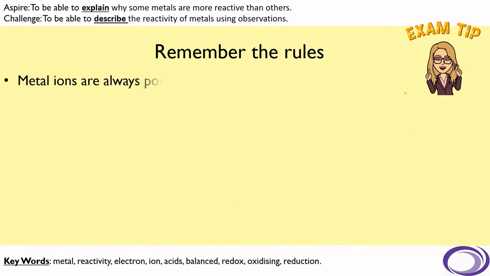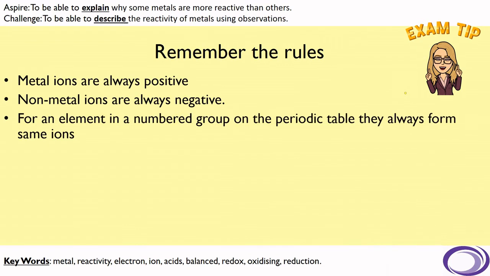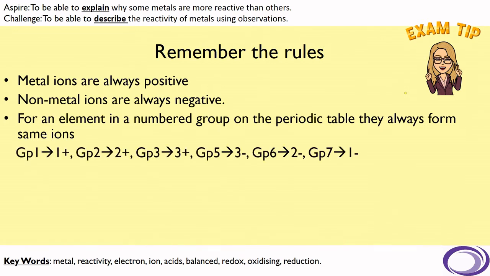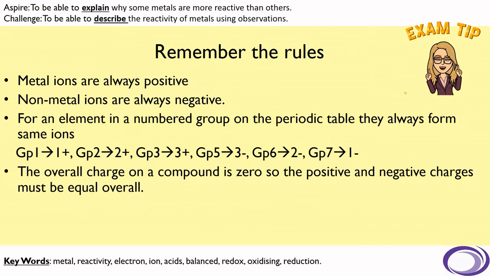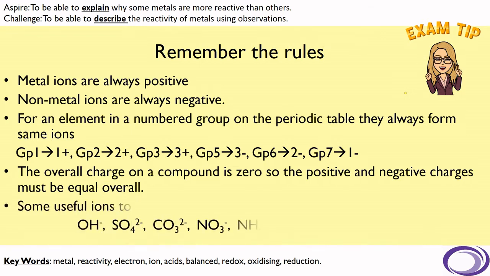Remember the rules. Metal ions are always positive. Non-metal ions are always negative. For an element in a numbered group on the periodic table, they will always form the same ions. For example, group 3 will form plus 3 ions, whereas group 6 will form minus 2 ions. The overall charge on a compound is zero, so the positive and negative charges must be equal overall.